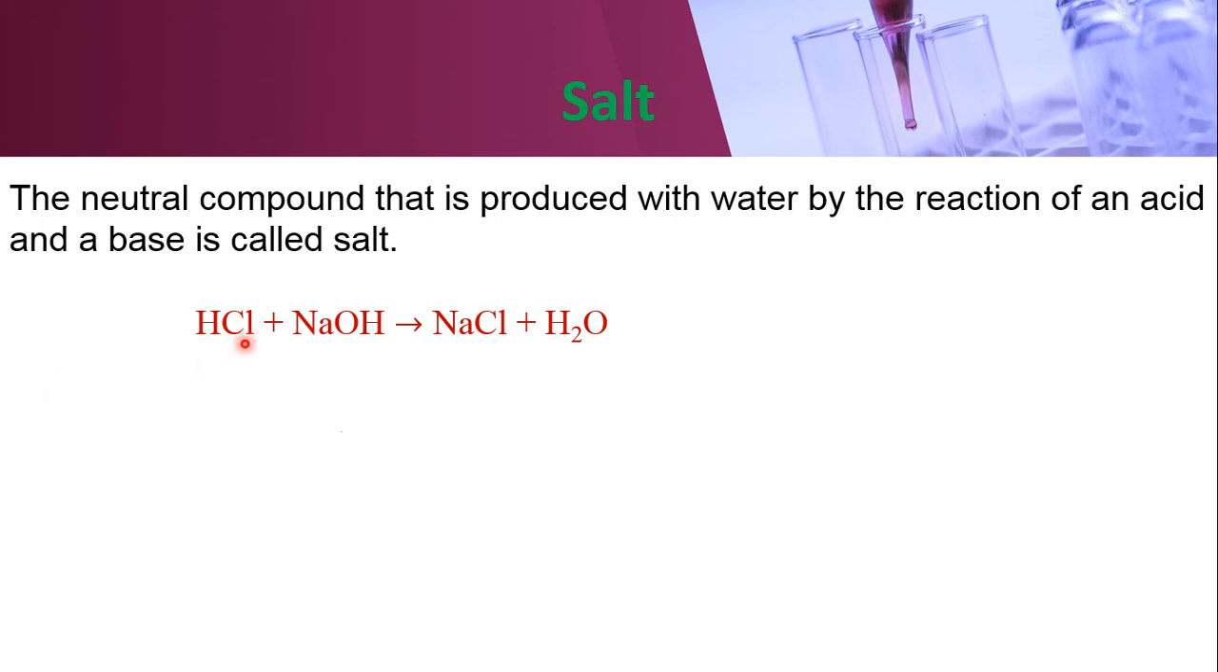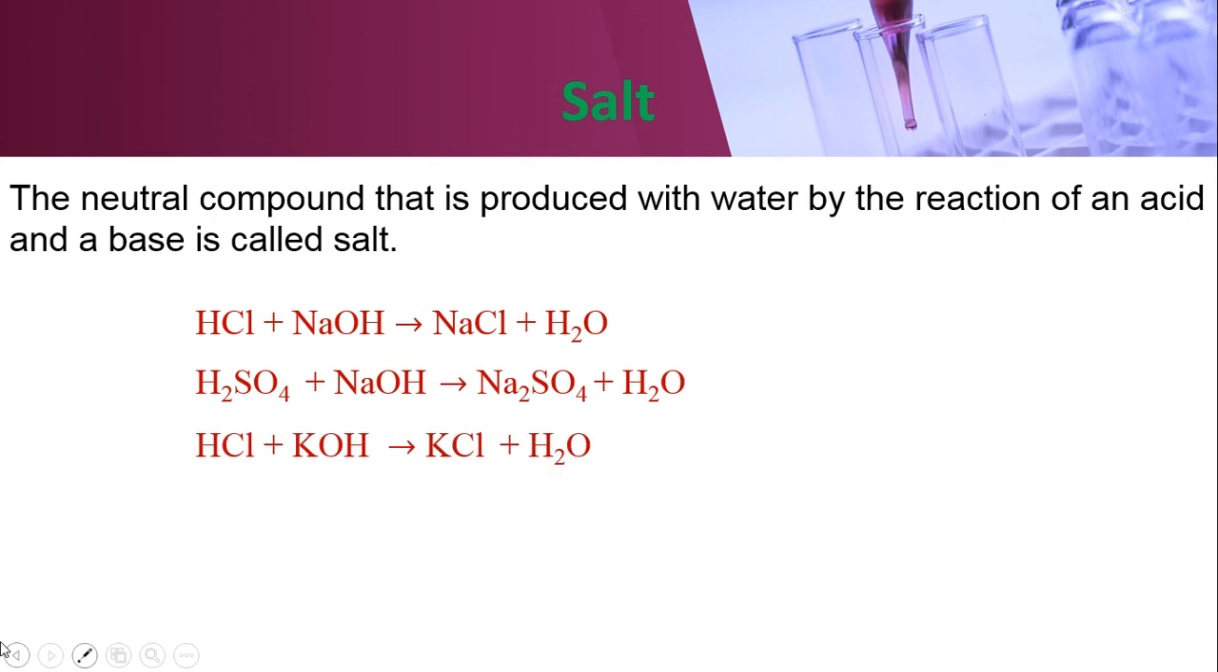Here, look, HCl, an acid, reacts with sodium hydroxide, a base, and they produce sodium chloride, a neutral compound, with water. So, here sodium chloride is a salt. In this way, here sulfuric acid and sodium hydroxide base reacted to produce sodium sulfate and water. So, here sodium sulfate is a salt. Here, hydrochloric acid reacts with potassium hydroxide and they produce potassium chloride and water. So, here potassium chloride is a salt.